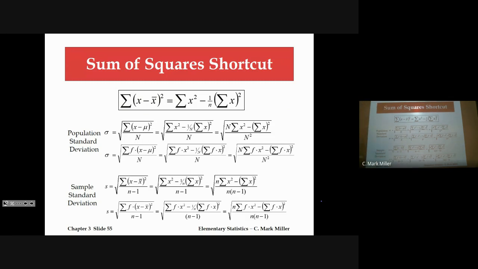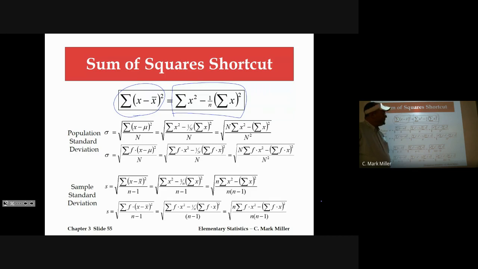So that's a summary there of the formulas for the population standard deviation and sample standard deviation. And keep in mind, these are the same across the board. Oh, one little detail I haven't talked about yet. For these sums of squares, there's a shortcut. And that in the circle equals this stuff. Now that doesn't look like a shortcut, but it is.